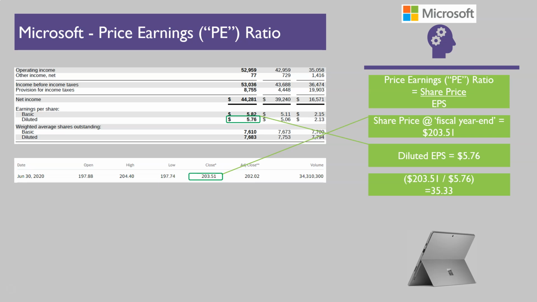This is actually quite similar to what we saw on the previous slide, where Apple had a P/E ratio of 34. Overall, the P/E ratio for both Apple and Microsoft are very similar, with a slightly higher P/E ratio for Microsoft as at the respective fiscal year end.